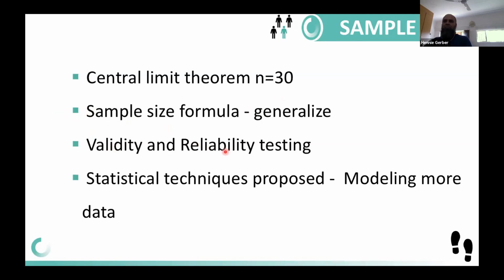Then validity and reliability of the questionnaire. You must be able to test for validity and reliability of your questionnaire if you don't use a validated questionnaire. So that must be taken into account. For validity, you need much more data than for reliability. Then the statistical techniques. You must have enough data for the statistical techniques. So if you do modeling, you need more data. Say structural equation models, 200 plus, depending on the model that you'll use.